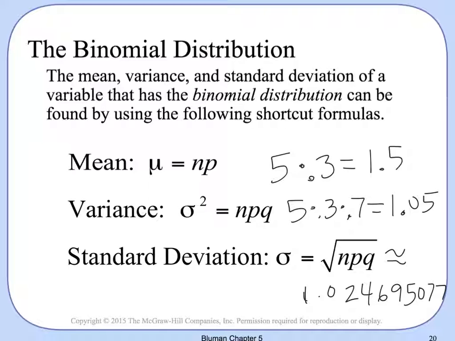So I look right here, shortcut formulas, so you don't have to make the whole table. You can just use these formulas. These formulas are listed on the formula sheet, and the formula sheet will be available for your test. It's also available for your homework. When you're doing your homework, over on the right side, those little buttons, there's one that says formula sheet, I think. And if you click on that, you should see these three formulas on there.